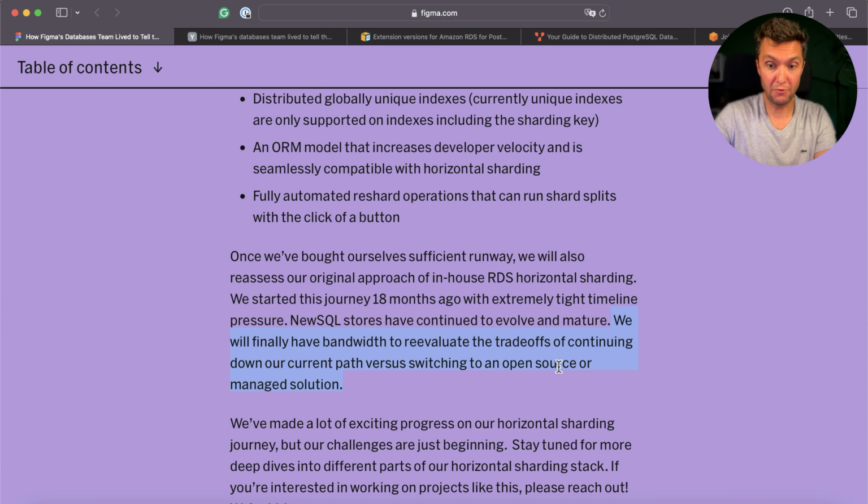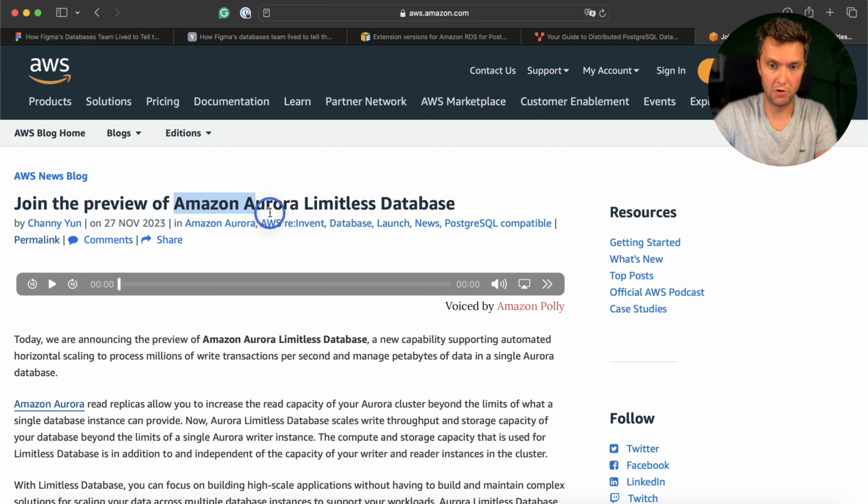Alright, what are the other options, my friend, that the Figma team might want to use in the future? My thinking is as follows. If the team decides to stick to RDS, then they might become a customer of Amazon Aurora Limitless. This is a new managed service offering by Amazon. It's available in preview mode right now, and only a selected group of customers can give it a try.